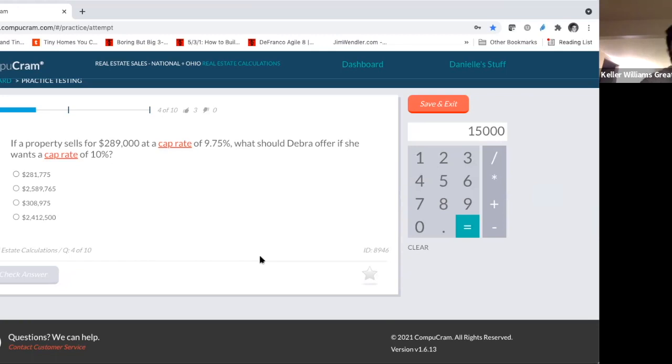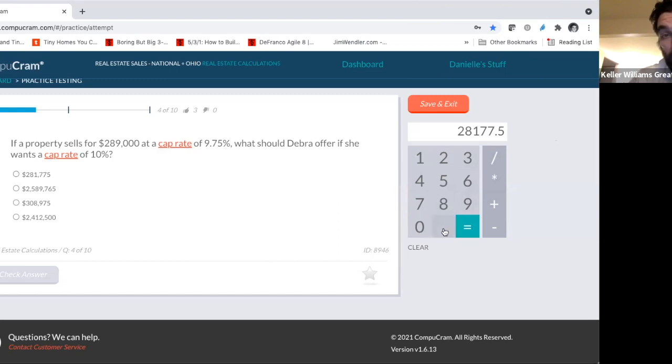All right. So we got some question marks. We got some, not sure. It's actually a 2-part question, guys. So the first thing we want to do is get to the net income value, which is going to be 289,000 times 0.0975. Right. So this property is making, free and clear, before mortgage, $28,177.50. Now, to get that to a 10 cap, we just divide by 0.1, right?